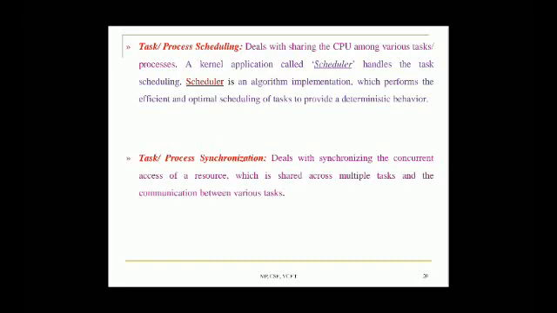Coming to task or process synchronization, as we all know, multiple tasks are entertained during execution, so concurrent access to common resources may occur. At that point of time, achieving synchronization among the multiple tasks which are trying to access the common system resources is a big task. So task or process synchronization functionality takes care of this part of the operating system.